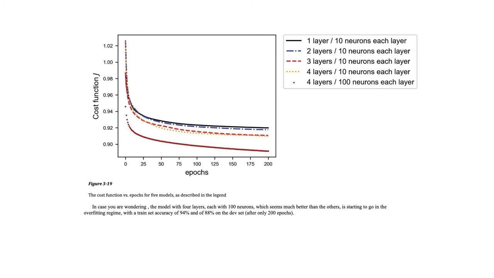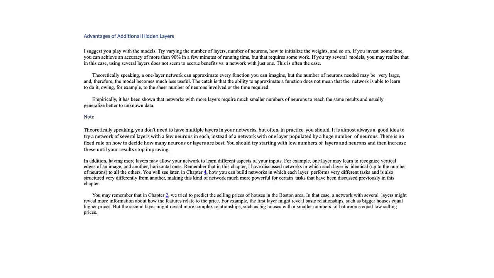In case you are wondering, the model with four layers, each with 100 neurons, which seems much better than the others, is starting to go into the overfitting regime, with a train set accuracy of 94% and 88% on the dev set after only 200 epochs. Advantages of additional hidden layers. I suggest you play with the models. Try varying the number of layers, number of neurons, how to initialize the weights, and so on. If you invest some time, you can achieve an accuracy of more than 90% in a few minutes of running time, but that requires some work.